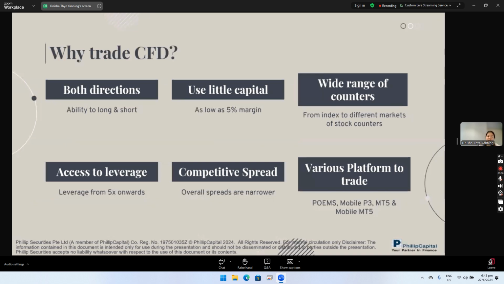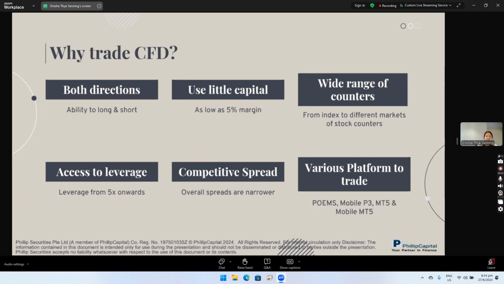Okay, first thing is this is a summary of why you should trade CFD with us. First thing, both directions. CFD allows you to go both long and short. And next thing is you can use as little capital, because the margin is actually as low as 5%.